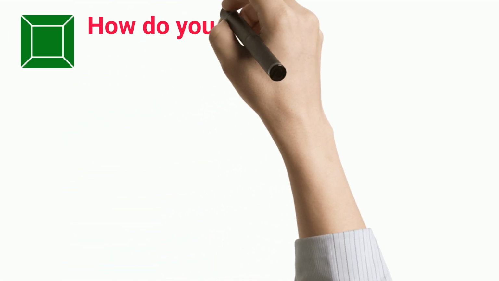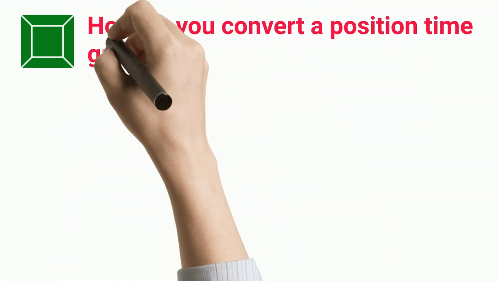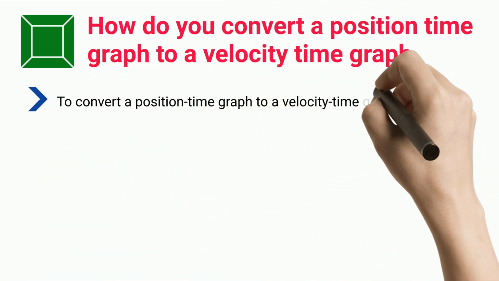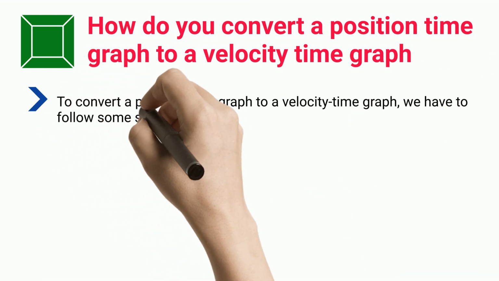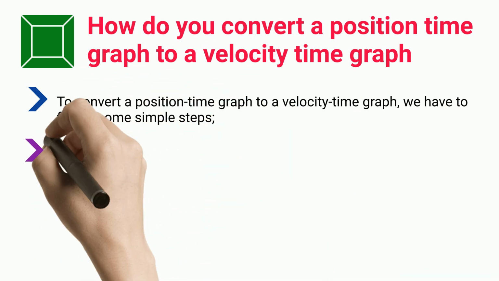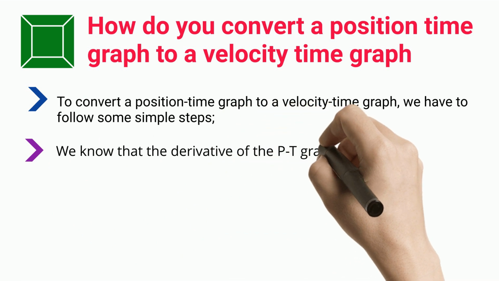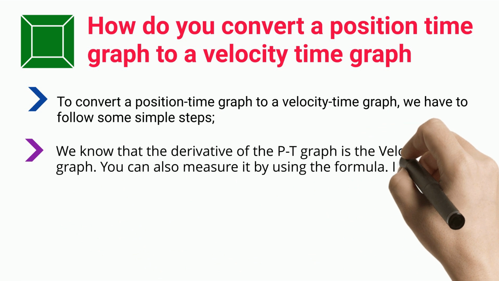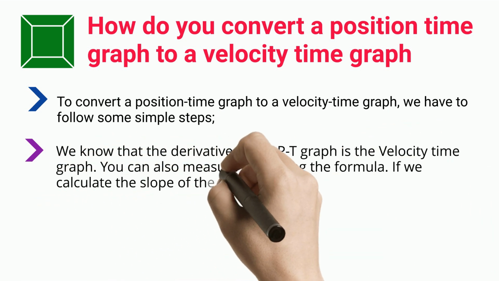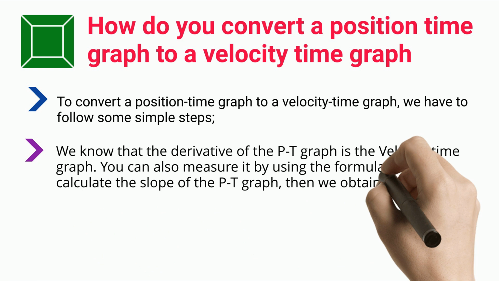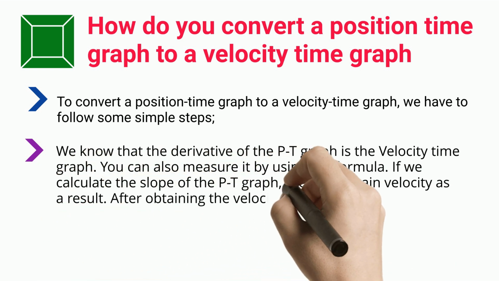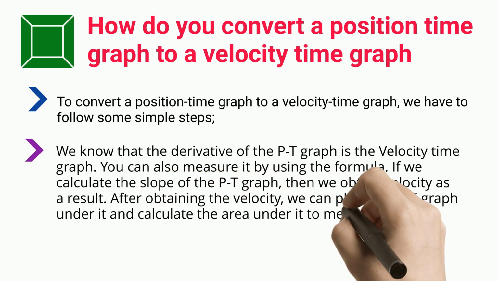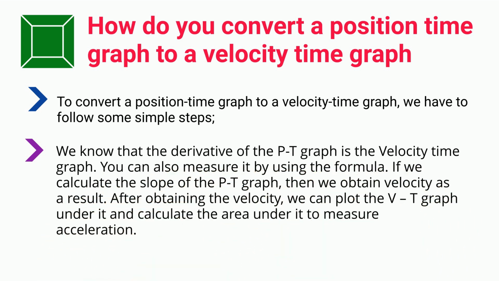How do you convert a position time graph to a velocity time graph? To convert a position time graph to a velocity time graph, we have to follow some simple steps. We know that the derivative of the PT graph is the velocity time graph. You can also measure it by using the formula. If we calculate the slope of the PT graph, then we obtain velocity as a result. After obtaining the velocity, we can plot the v/t graph under it and calculate the area under it to measure acceleration.